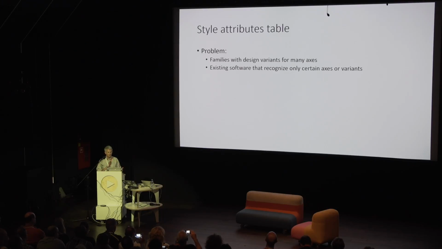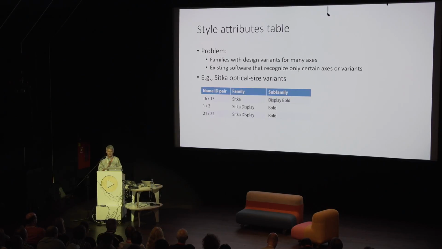The particular problem that we're trying to solve was this issue of different notions of a family. How do you deal with families that have got designs for many different axes and many different instances on those axes when you're working with existing software that has more limited notions of a family? How do you bridge that gap? By supporting variations, this is one of those other independent problems that we were forced to solve.